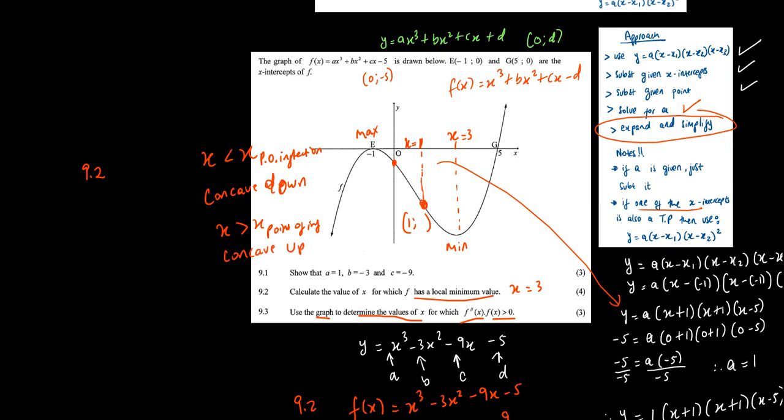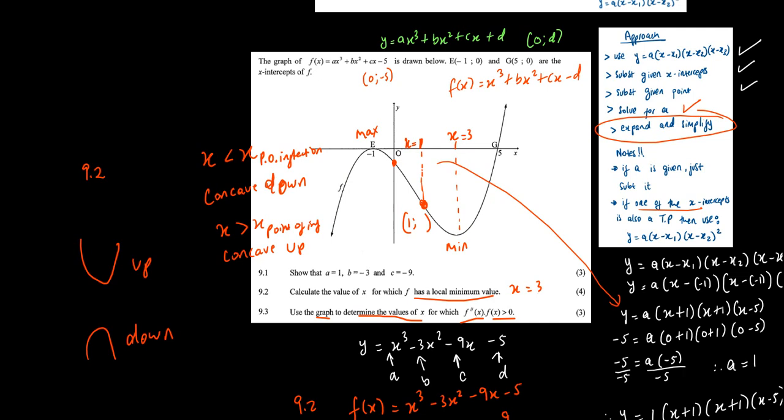What is concave up? Concave up is smiling. Concave down, it's sad. So this is concave down here. This is concave up. So the point where it changes concavity, meaning going from concave up to concave down or the other way, that is the point of inflection.